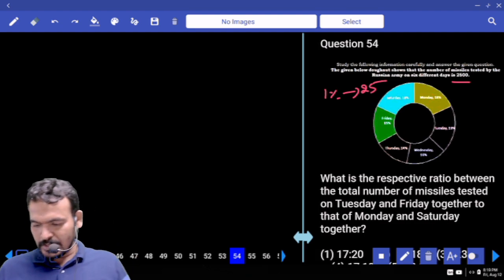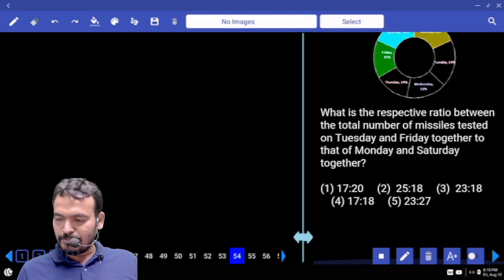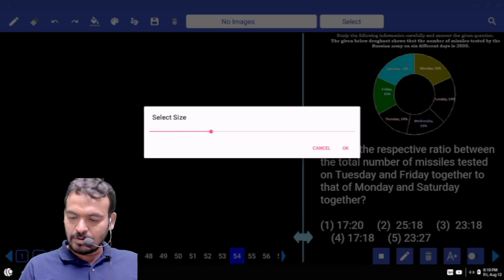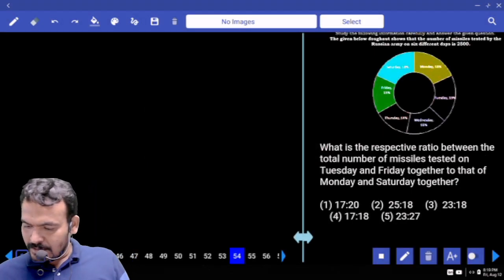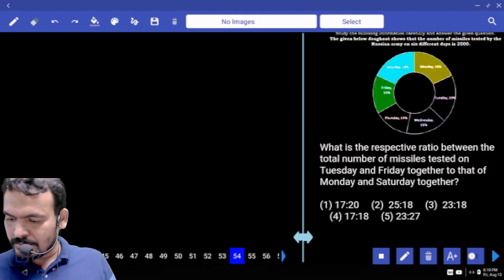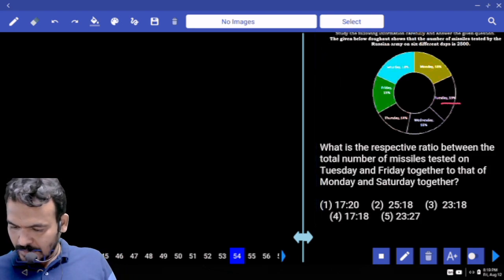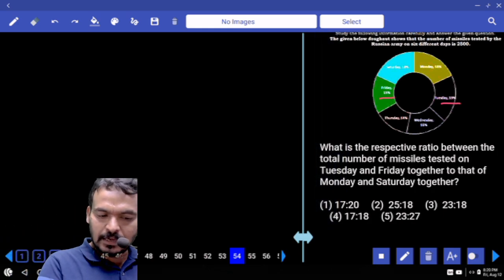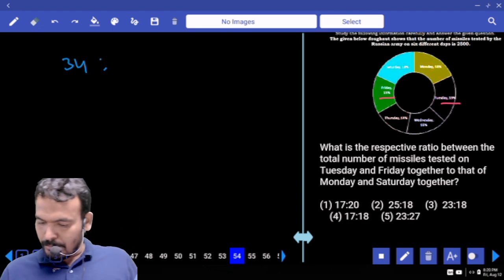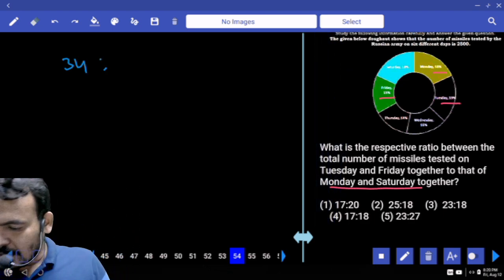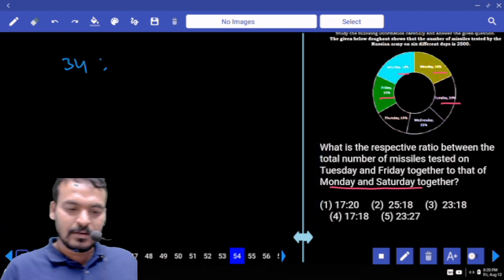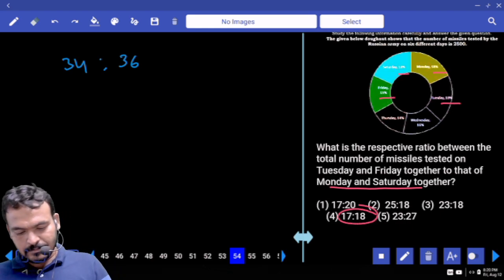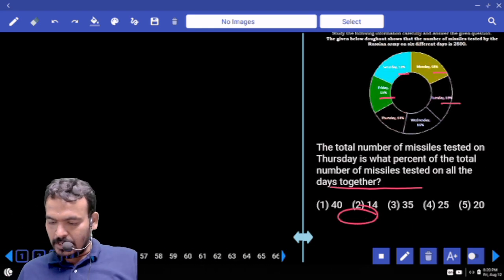Okay. What is the first one? What is the respective ratio between the total number of missiles tested on Tuesday and Friday together to that of Monday and Saturday? What is the Tuesday percentage? 19%. Next, Friday percentage? 15%. Total? 34. Next, Monday and Saturday. What is the Monday value? 18. Saturday? 18. Total? 36. Ratio? 17:18. Next question number 55.